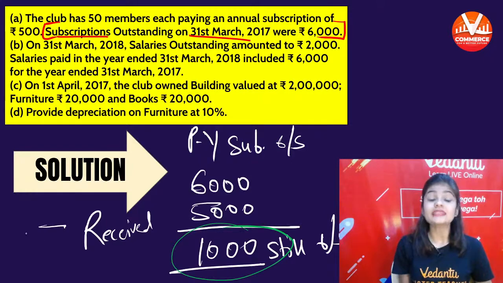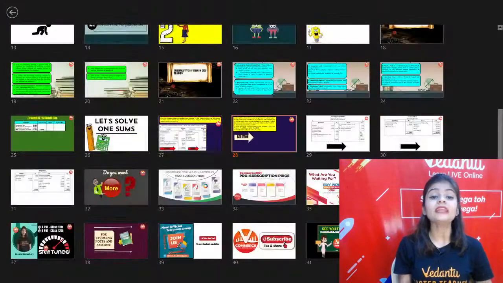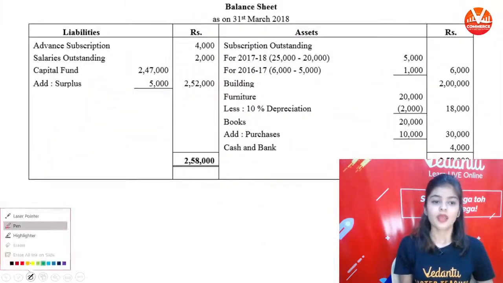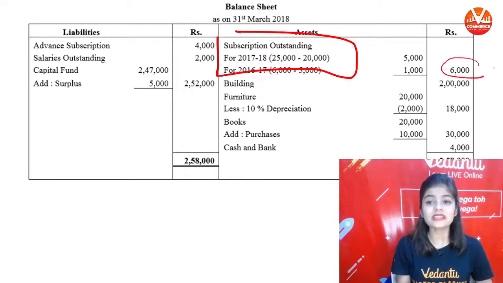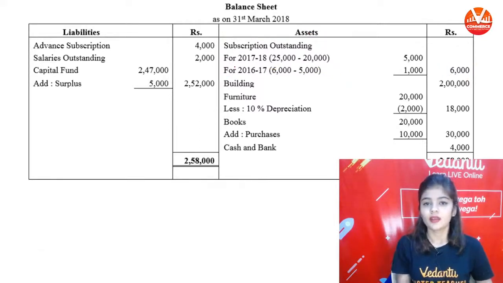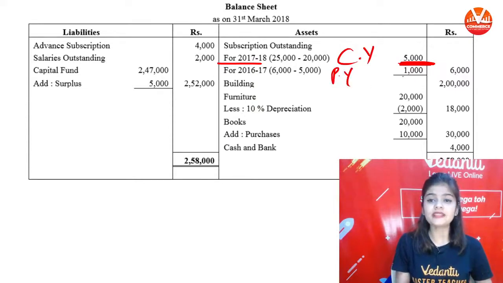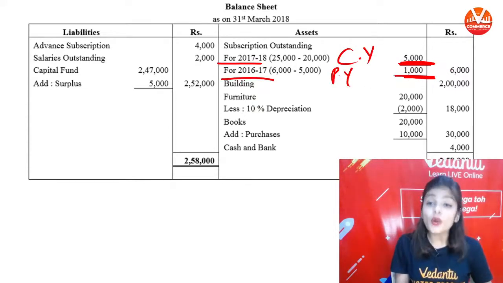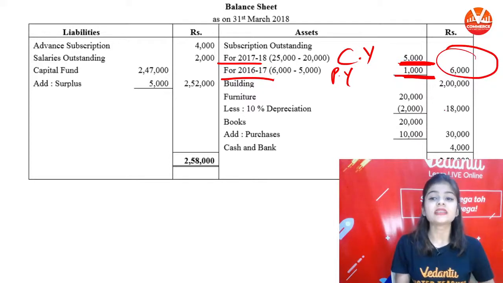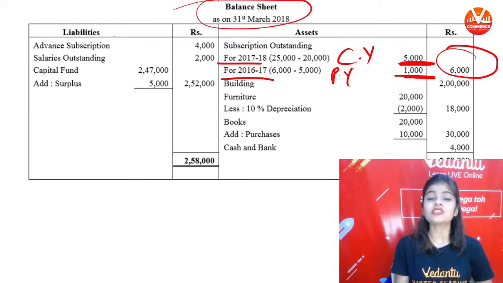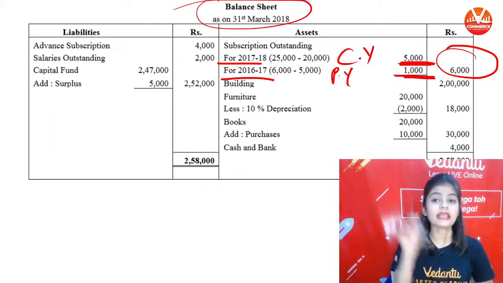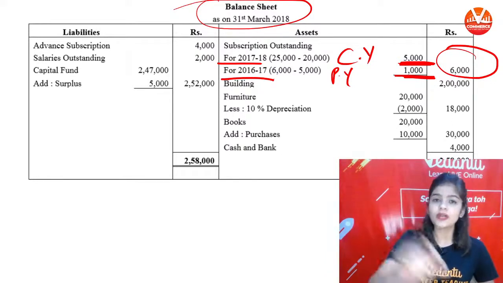Now, this 6,000 you will record in the closing balance sheet. In the closing balance sheet, subscription outstanding will be 6,000. For the current year, 5,000. For the previous year, 1,000. So total subscription outstanding is 6,000 in the closing balance sheet. How much is the outstanding subscription in the closing balance sheet? 6,000. Current year 5,000, previous year 1,000, total 6,000.